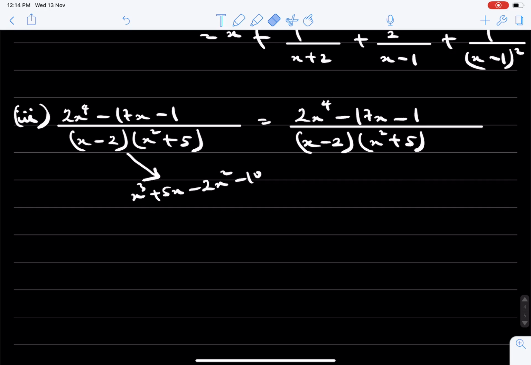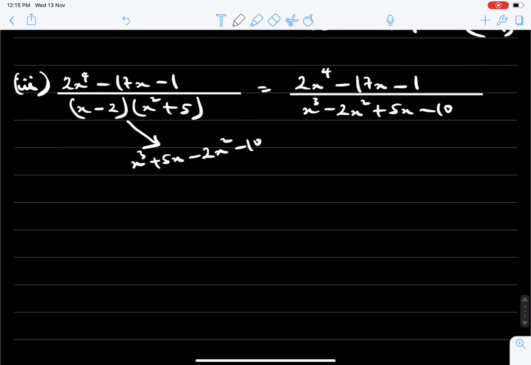So it's clearly, I want to write this as x cubed minus 2x squared plus 5x minus 10, which is clearly an improper fraction because we can see that the degree of the numerator is greater than that of the denominator. So the next thing is to divide the numerator by the denominator. What do I have when I do that?